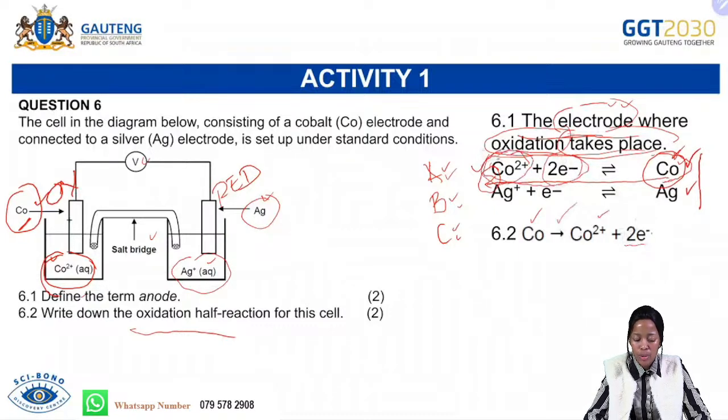So from here, because they just said write down the oxidation half reaction, what is it that you are going to do? It therefore means that you are not going to be changing anything from here. So basically, you are writing it as it is from the table, but what is it that you are doing? You are writing it from the right to the left. So that is your oxidation half reaction. So when it comes to questions like this, you need to make sure that you collect all the marks there.